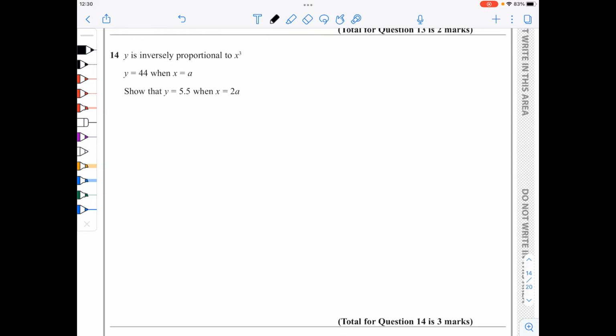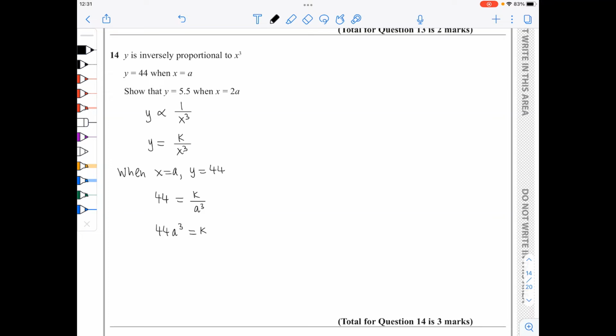14, y is inversely proportional to x cubed. So I can write y proportional to 1 over x cubed. I can turn this proportionality relation into an equation by introducing a constant of proportionality. We are told that when x is a, y is 44. So 44 is going to be k over a cubed. So 44a cubed is k.